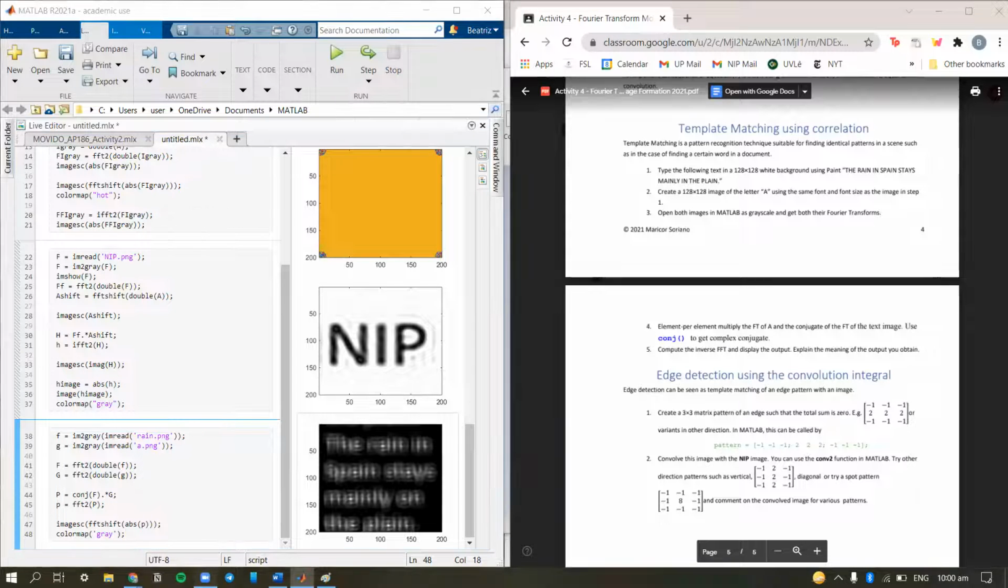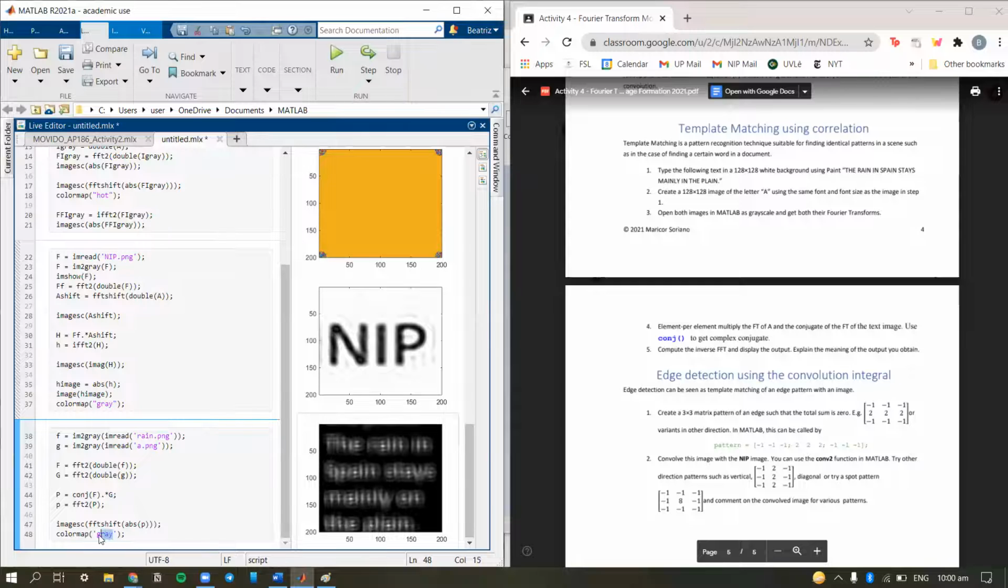You can also display this as a mesh. But essentially, kung saan mataas, ibig sabihin mataas yung correlation ng pattern A with the image. So the rain in Spain stays mainly in the plain. Can you see that? Can you imagine? There's these bright. By the way, instead of color map gray, let's see color map another color para mas medyo enhanced. Choose one among the many there. Cool, yeah.